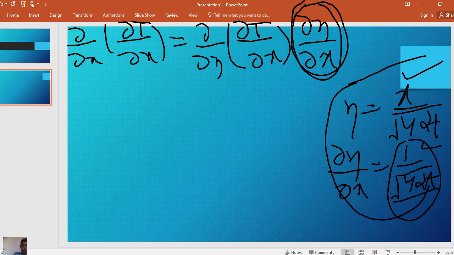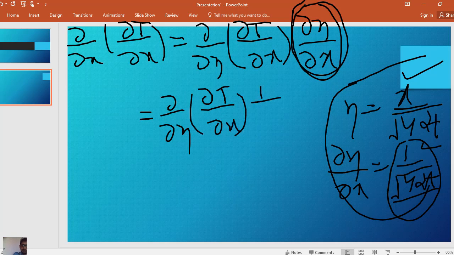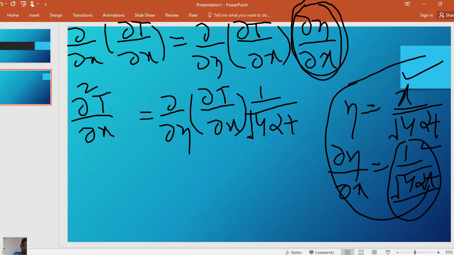So let's put it: ∂T/∂x, the change in temperature with change in the x direction, is equal to 1 over √(4αt) times ∂T/∂η. This is the first derivative, the change in temperature with change in x direction, and we need ∂²T/∂x².